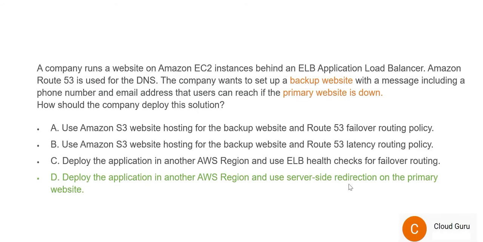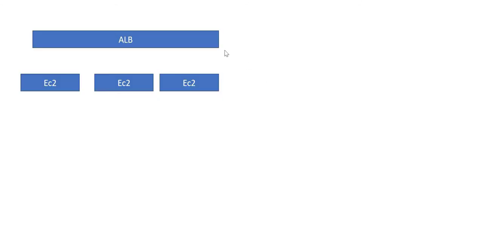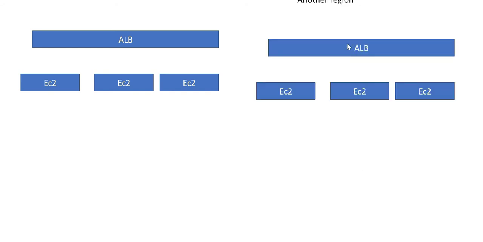And what you do is you use a server-side redirection on the primary website. So if someone is trying to access this application on the primary website, this is your primary website, right? And you have already created a similar setup in another region. So they are saying that you use server-side redirection. So what does server-side redirection do for you? Whenever people hit the primary website, it will redirect you to this secondary website in another region.